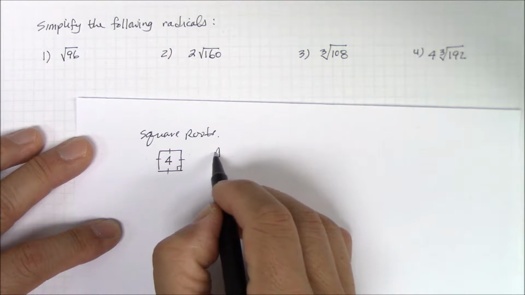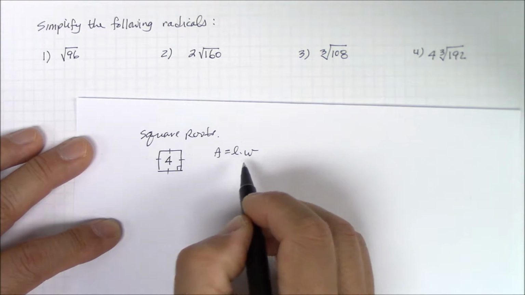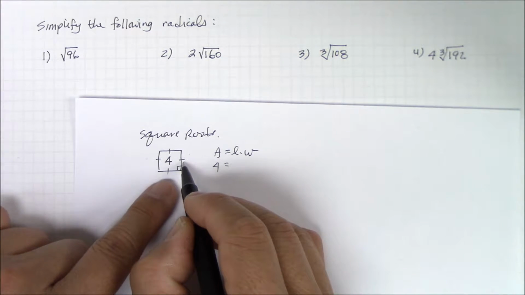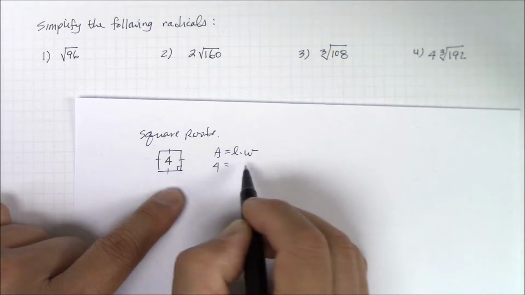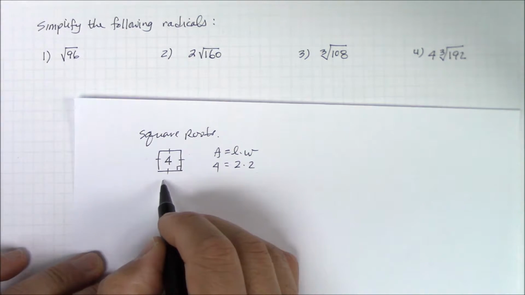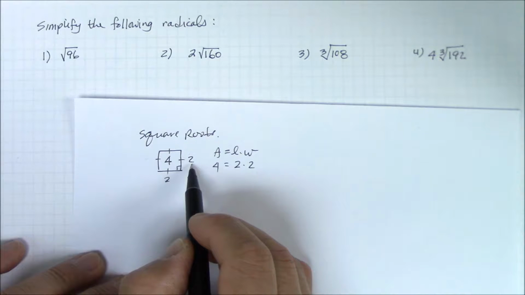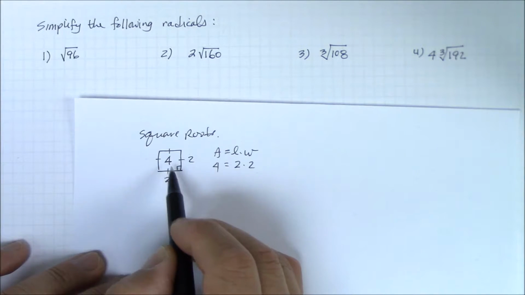The formula, of course, area equals length times width. And since the area is 4, given that it's a square, see those 2 notches? Means they're congruent sides. They have to be 2 and 2. So the sides are 2 and 2. So what is the root of that square? It's 2. And that's what square root means.